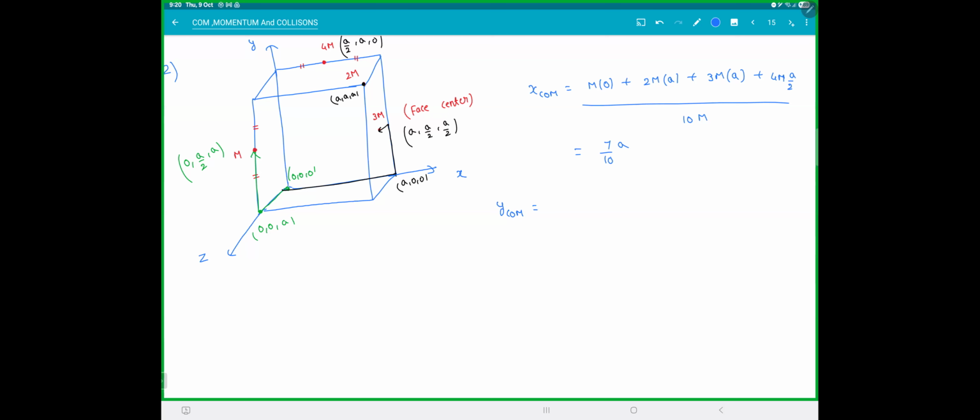Y center of mass will be m a by 2, plus 2 m a, plus 3 m a by 2, plus 4 m a, divided by 10 m. How much is this? 3 by 2 plus this 2, 2, 4, 4, 8. 8 by 10 a, or 4 by 5 a?